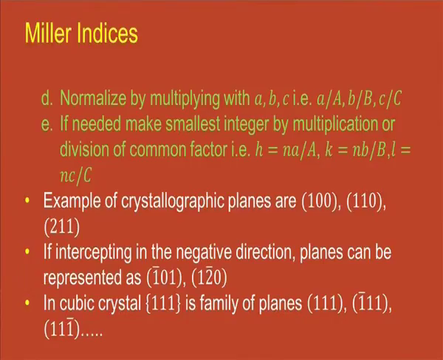Now, some examples of crystallographic planes are within bracket 100, within bracket 110, within bracket 211. If the intercepting point is residing in the negative direction, then the plane can be represented in the following way. Whichever coordinate is in the negative direction, that particular Miller index will be represented by a number with a bar on top of it. For example, 1 bar 0 1 within bracket, 1 2 bar 0 within bracket.